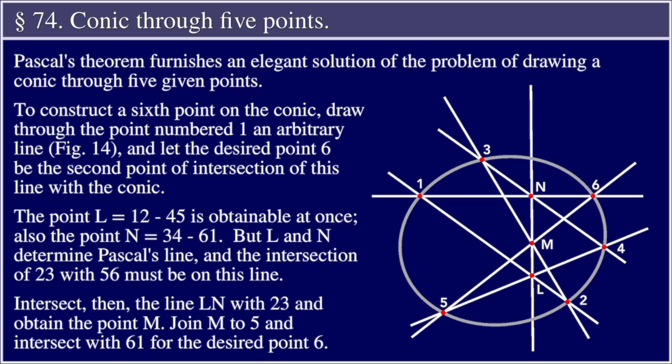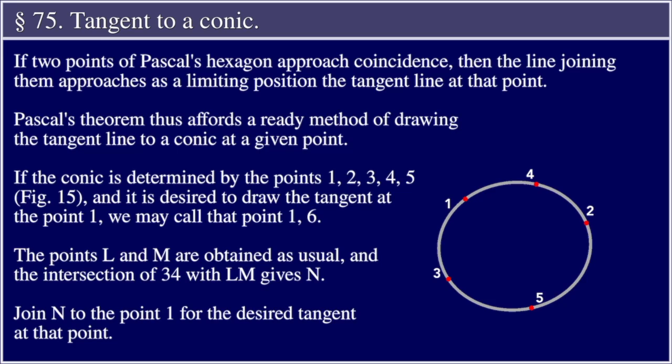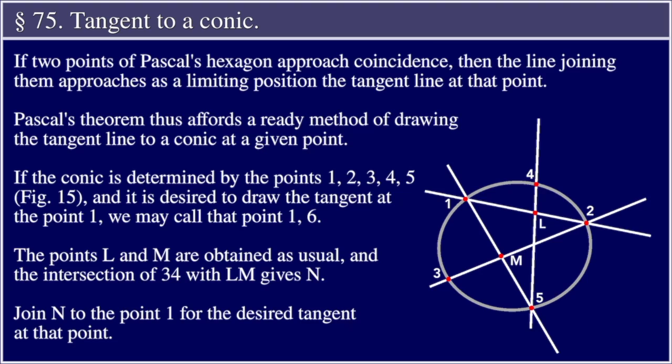Section 75. Tangent to a conic. If 2 points in Pascal's hexagon approach coincidence, then the line joining them approaches as a limiting position the tangent line at that point. Pascal's theorem thus affords a ready method of drawing the tangent line to a conic at a given point. If the conic is defined by the points 1, 2, 3, 4, 5, figure 15, and it is desired to draw the tangent at point 1, we may call that point 1,6. The points L and M are obtained as usual, and the intersection of 3,4 with LM gives N. Join N to the point 1 for the desired tangent at that point.